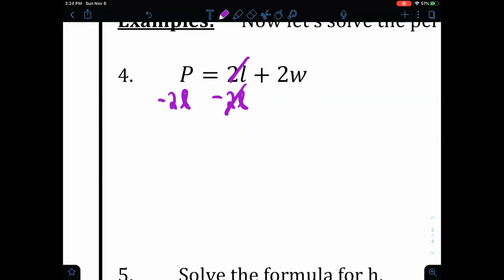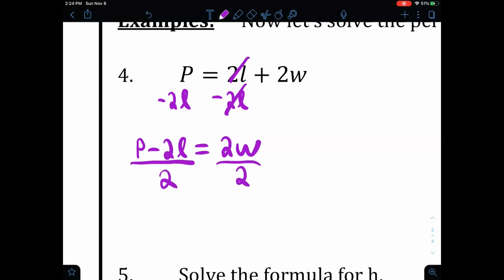So now on the left-hand side, can we subtract P and 2L? Are those like terms or no? They are not. So we can't do P minus 2L, so we're literally going to keep it as P minus 2L, because they're not like terms. Equals 2W. Okay. Now what's the last step to solve for W? We need to get W by itself. Well, it's being multiplied by 2, so we need to divide by 2.